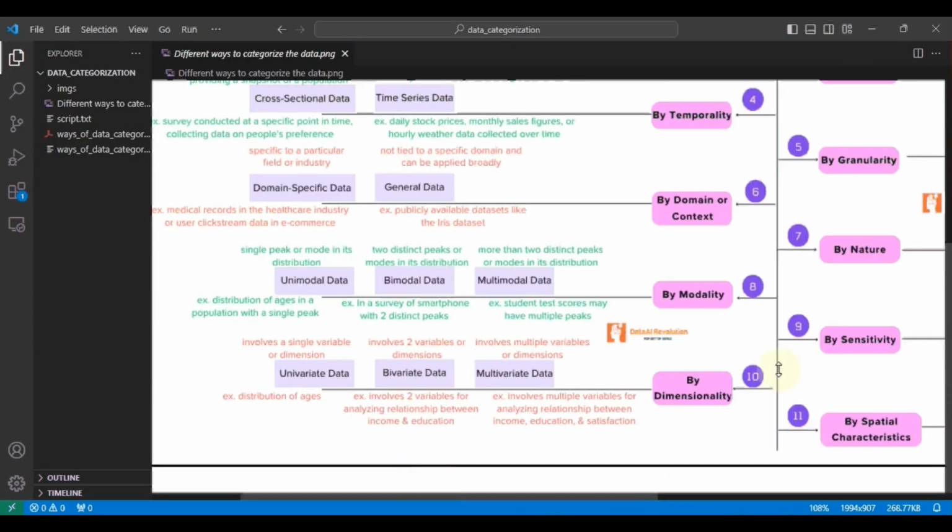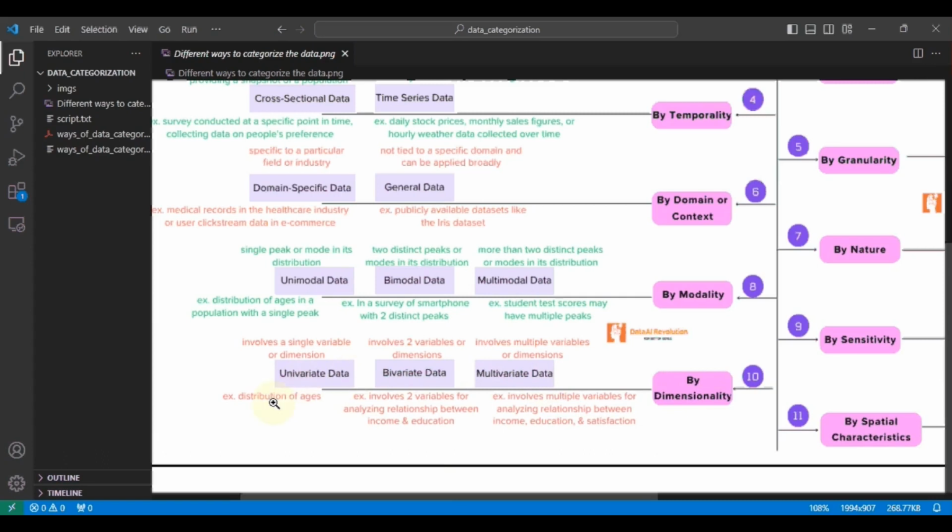We can also categorize data with respect to dimensionality: univariate data, bivariate data, and multivariate data. In univariate data, we will have a single variable or single dimension, only one variable or one feature. In bivariate data, we will have two features or two variables. And in multivariate data, we will have multiple variables or multiple dimensions.